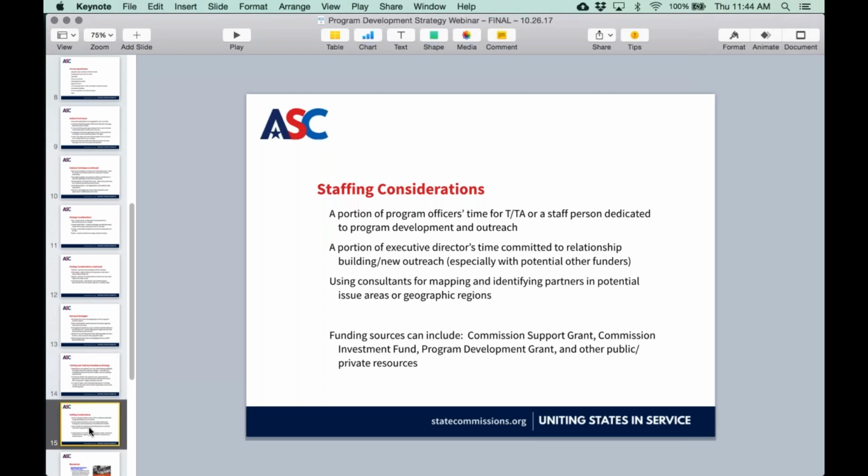That can be a great way to make sure that they're bringing that expertise that they bring to the table into your conversations as well. I just want to remind you that there's a number of ways too that you can fund this work. Commission support grant certainly is appropriate.